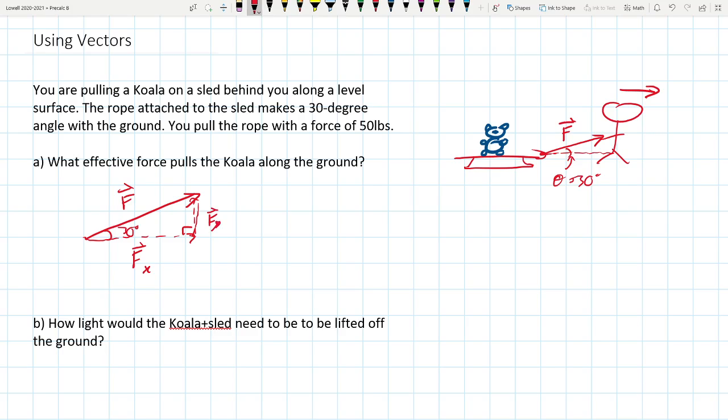Alrighty? So again, the koala is not going up into the air, and so the only vector that actually matters to the motion of this koala at the moment is the horizontal component. So we care about this. Okay? So we can always write the actual force vector as the sum of the horizontal component and the vertical component. Right? Again, that's just vector addition right there. Again, we care particularly about this one at the moment. So the question is, what is F sub x?